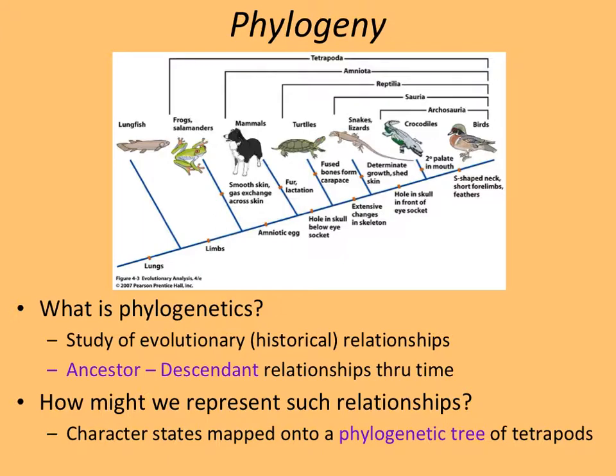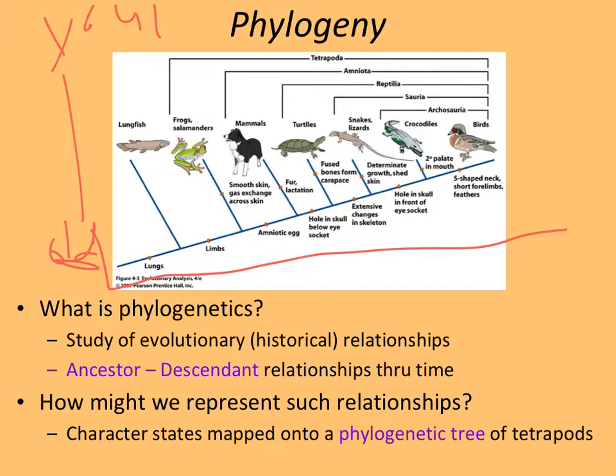Okay, ancestor-descendant relationships. Okay, so like I mentioned, this is a phylogeny. Old, young. So time goes this way.